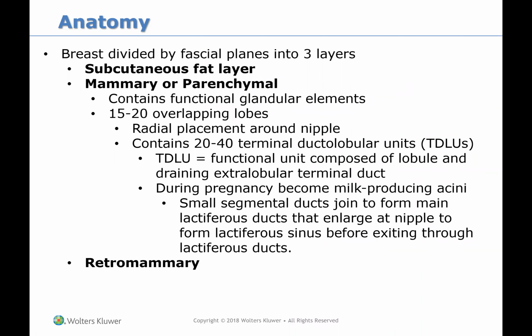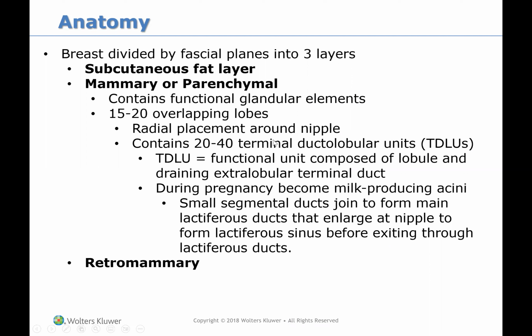The breast is divided by fascial planes into three layers. There's a subcutaneous fat layer. There's the mammary or parenchymal layer, where all of the little ducts are that carry the milk and contains functional glandular elements.